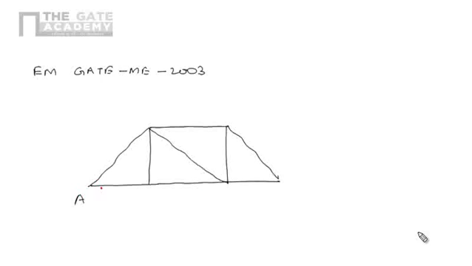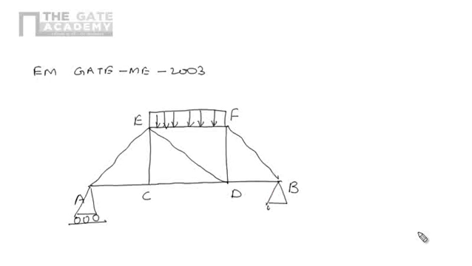This is point A. This is point B, C, D, E, and F. On EF there is a uniformly distributed load. And at point A there is a roller support, and at point B there is a hinge support. And the length of each member is L here.